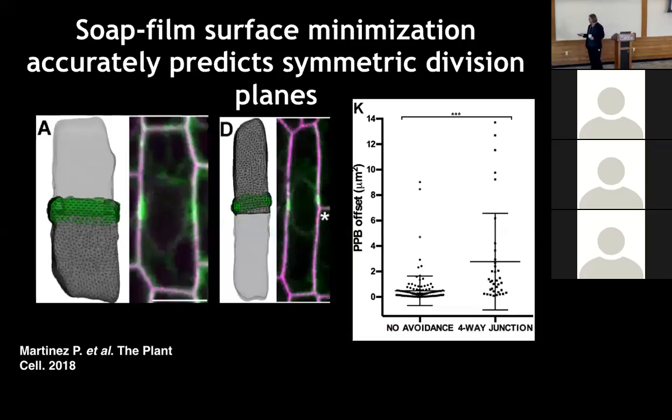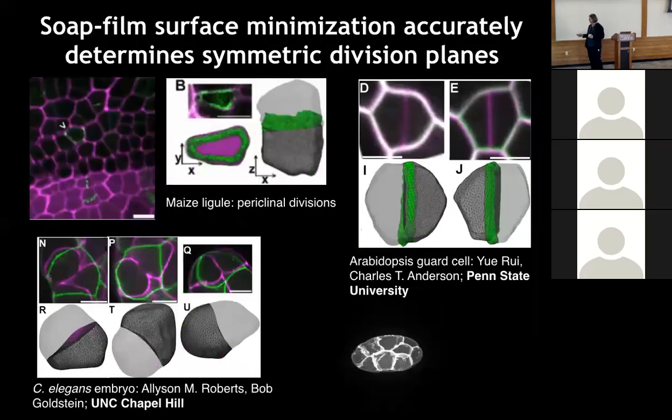So we could demonstrate that the pre-prophase band is offset in this case, but we were really interested in looking at other divisions as well. So we collaborated with lots of people on this. We did this one in-house. We looked at ligule cells. Thank you for introducing that, Andrea.